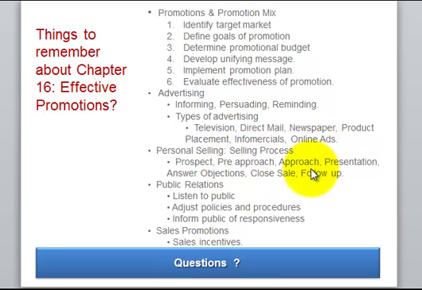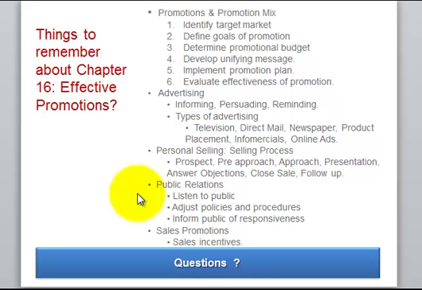You do a pre-approach, you put on a presentation, you address any of the questions the customer may have. You try to close the sale, and then once the sale is closed, it's very important to do a follow-up to make sure the product is working properly. Plus, you may have some additional sales, some upsells, some replacement sales. It's much easier and much less expensive to sell more product to an existing customer than it is to try to create new customers.